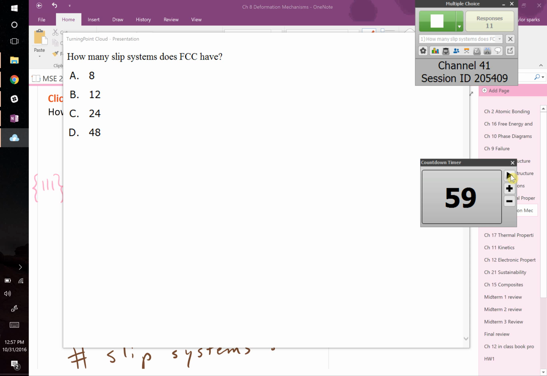That means I want you to find out how many planes there are that are highest density, and then how many directions there are that are highest density directions. Now, if there's a direction going forwards and going backwards, that's still just one slip system, right? We don't count that twice. That's just one slip system. Okay, so with a partner or with whoever you want, calculate whether it's A, B, C, or D here.